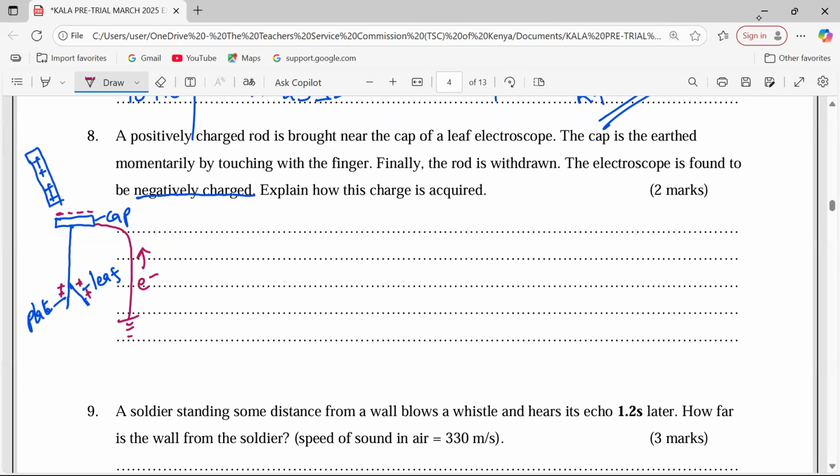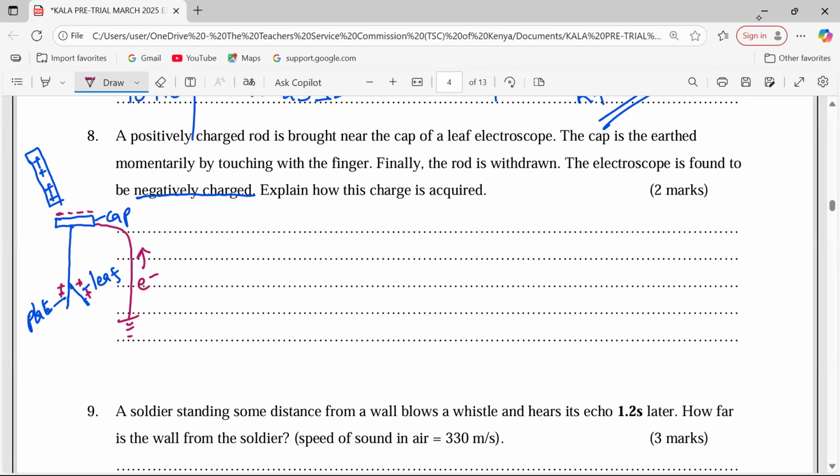holding negatives in position. And when you withdraw the rod, because the negatives are like charges, and we know that like charges repel one another, in the process of repelling one another, they shall spread now to the plate and the leaf. And this particular electroscope now shall be negatively charged. So from that diagram, I am very sure you can make a conclusion that negative charges are realized at the end of the day.